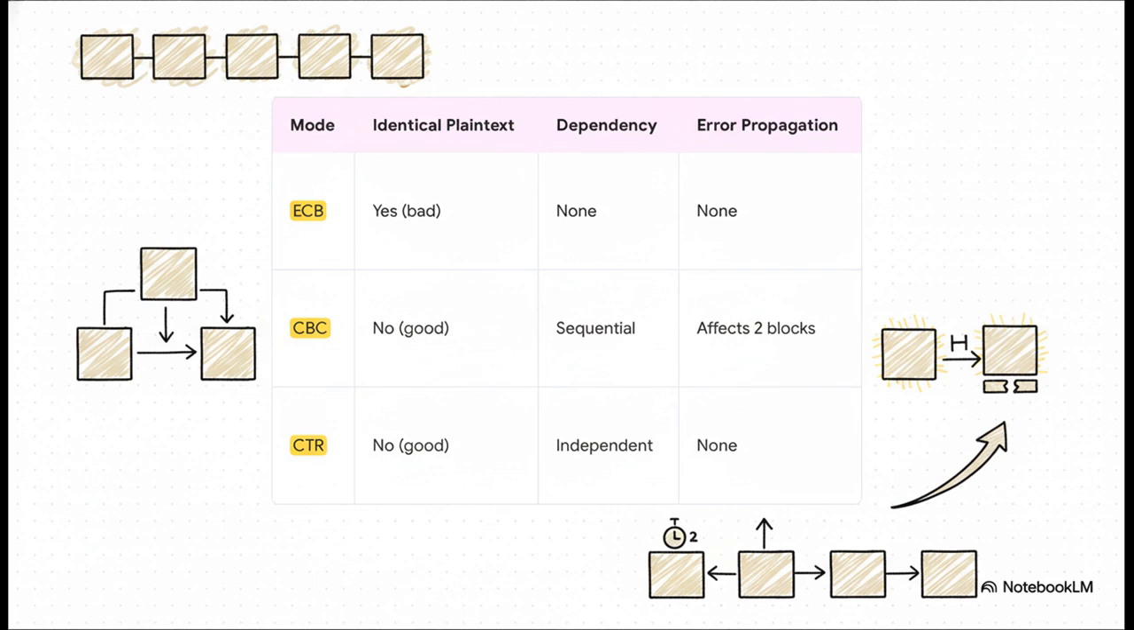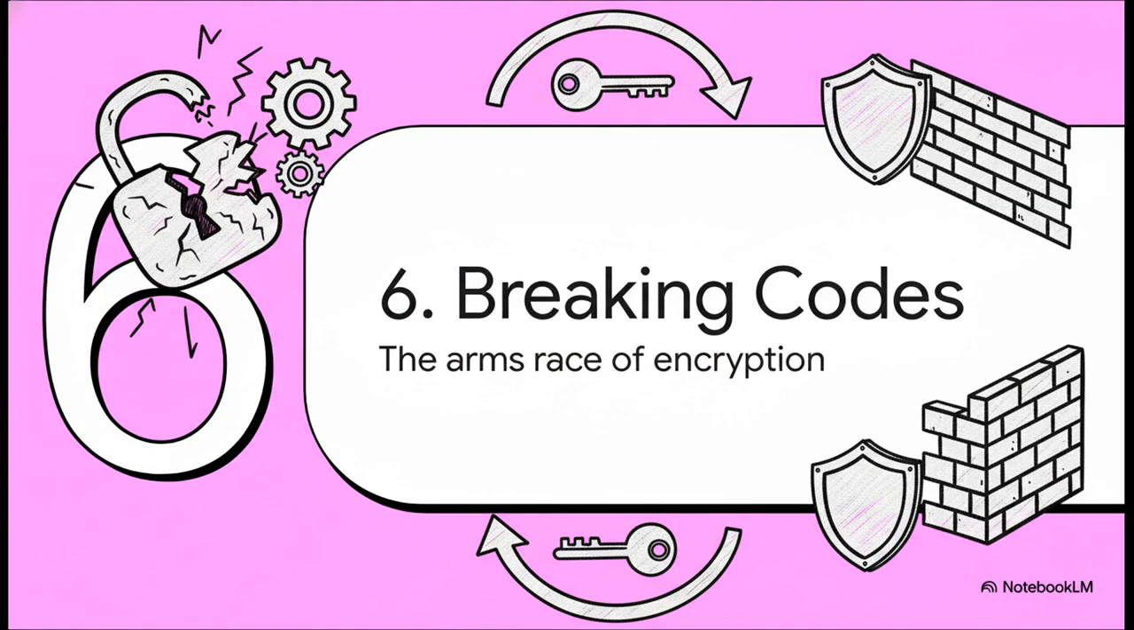Then there's CTR, or counter mode. This one's also really cool. It basically encrypts a unique number for each block and uses that to scramble the data. The big win here? You can encrypt all the blocks at the same time, which makes it super fast. And all this talk about good modes and bad modes leads us perfectly into our final section, the ongoing arms race between breaking codes and building them stronger.